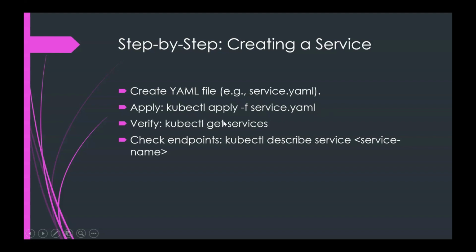Once that is created, to verify if the service has been created or not, you can type this command: kubectl get services. This will list all the services which you might have created using the YAML manifest. The next one is to check endpoints. If you need more details about the service, you can type this command: kubectl describe service and your service name. This will provide all the details related to your service.